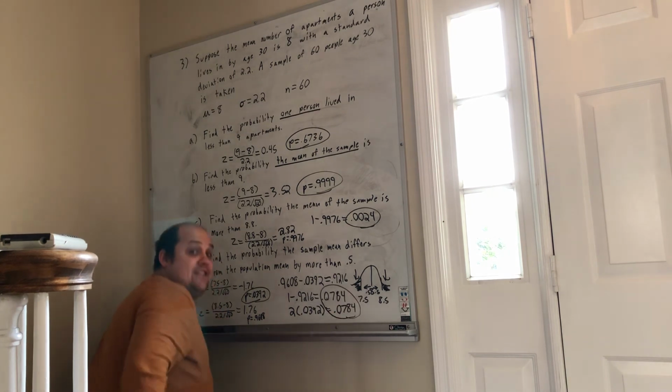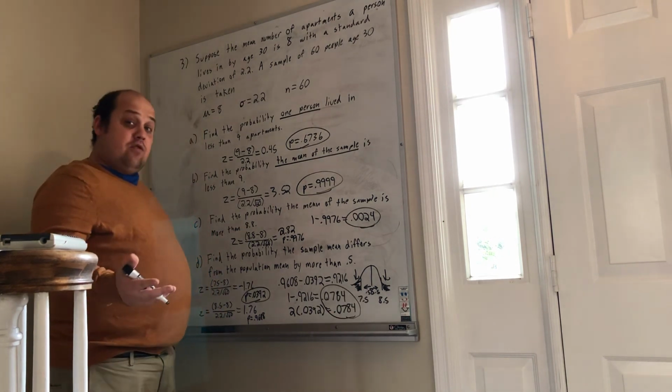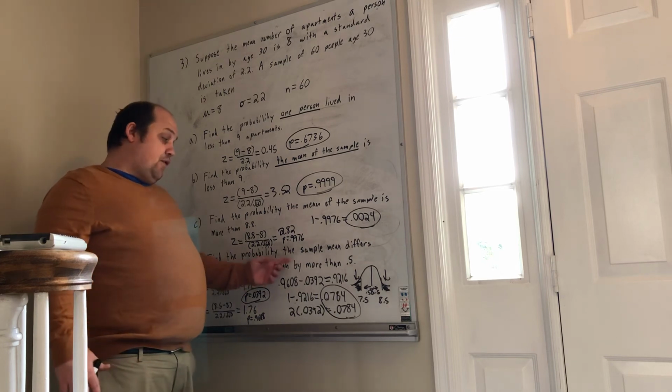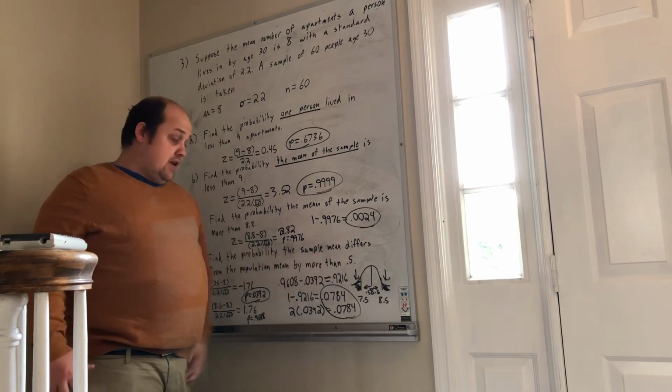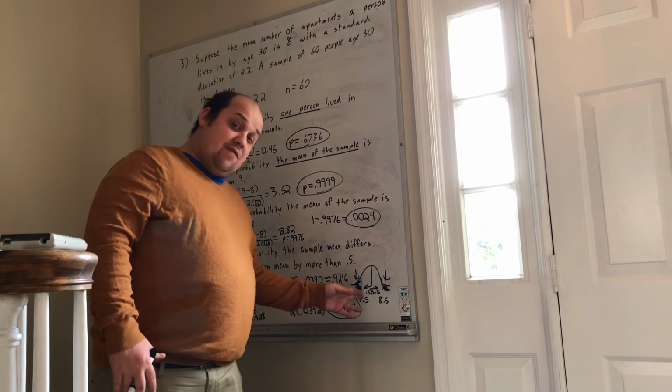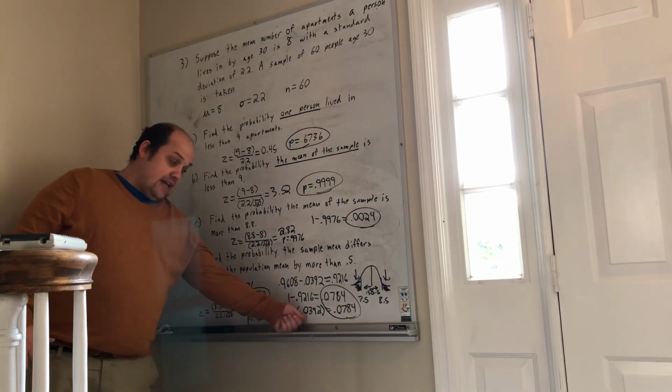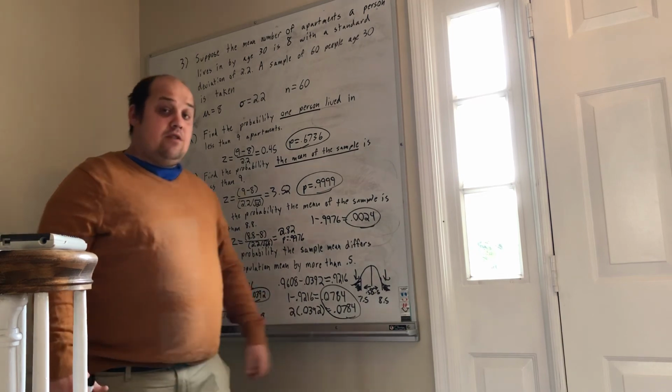Both are valid ways of looking at it, but in general, it's going to be quicker. If you see that it's something that asks differs by more than a certain amount, if you just find the left-sided value, find its less than amount, and double that answer, that's going to be the quicker way to do these problems.